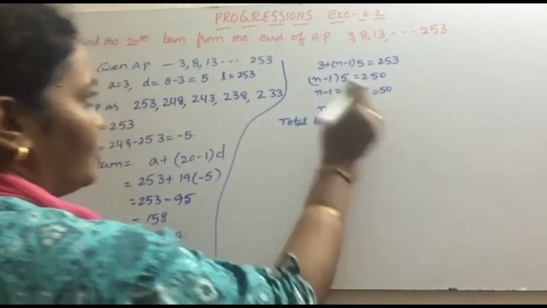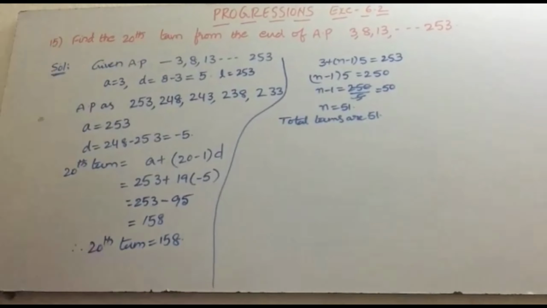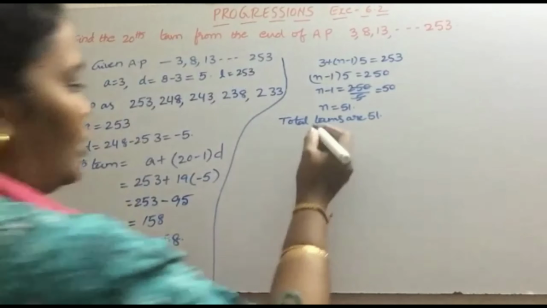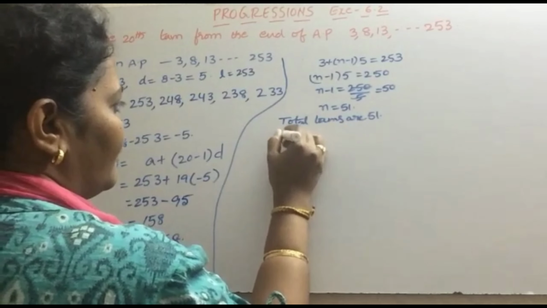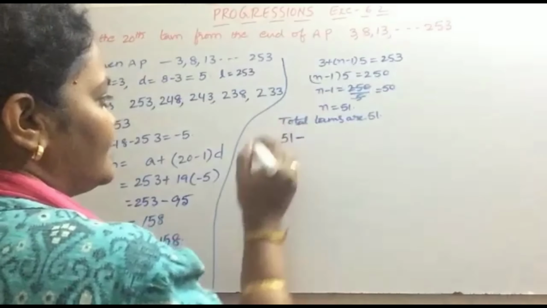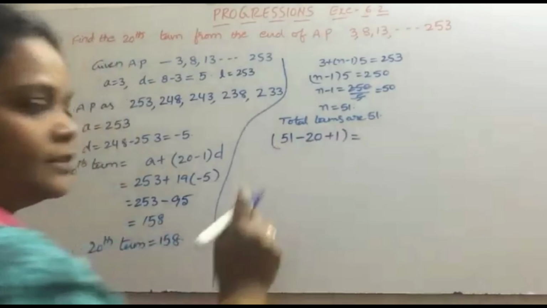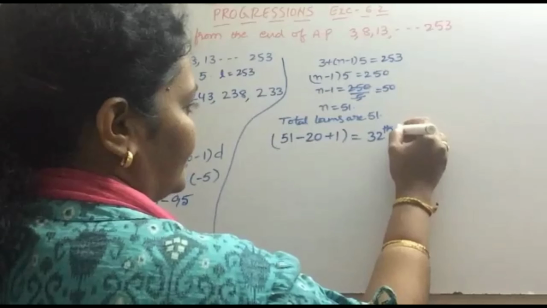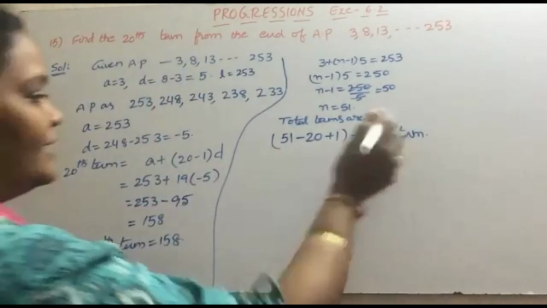Now we will find the 20th term from the end. So total terms are 51. So from 51 minus 20 plus 1, then we will get 32. So we will find the 32nd term.